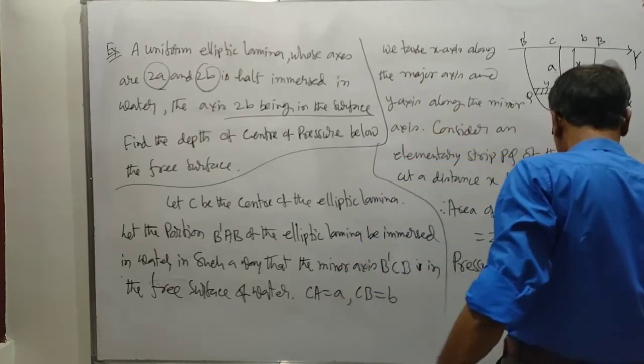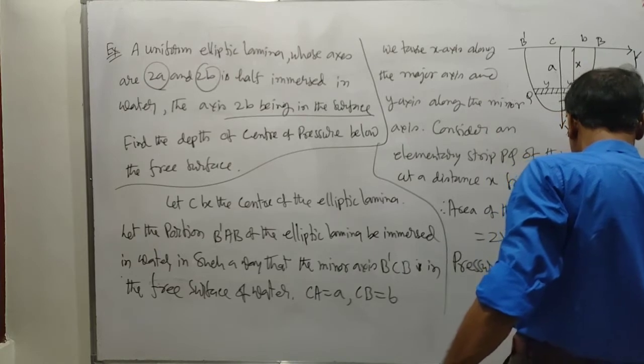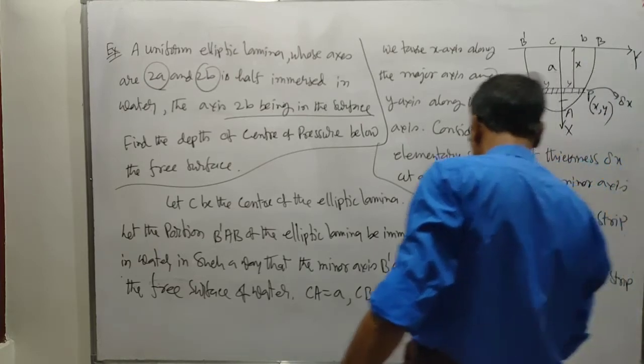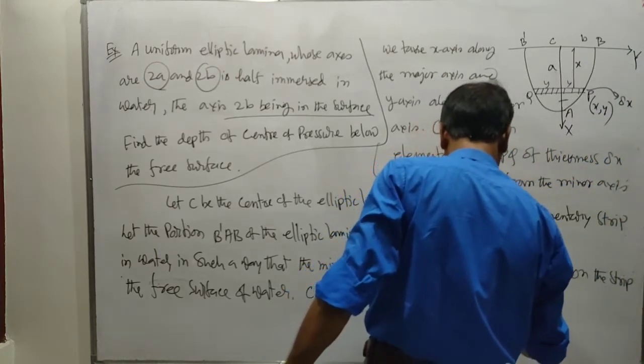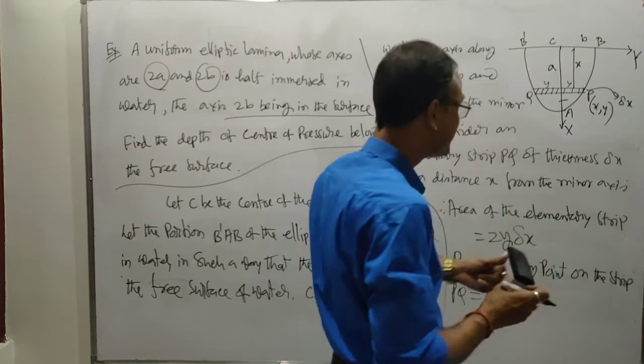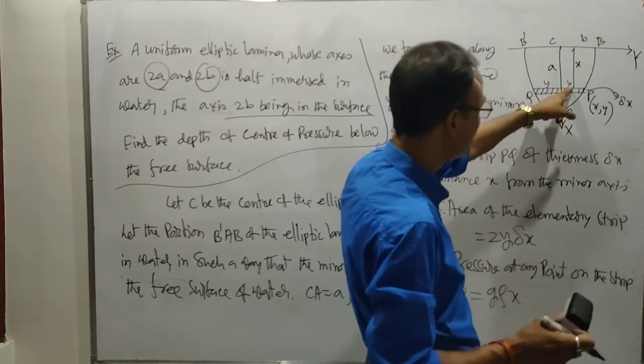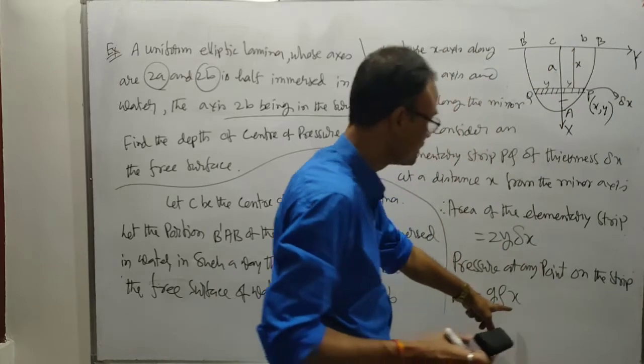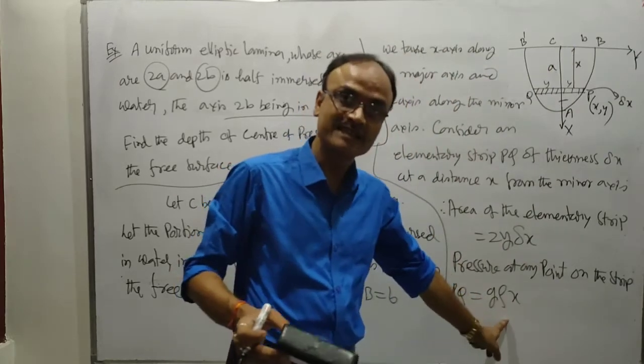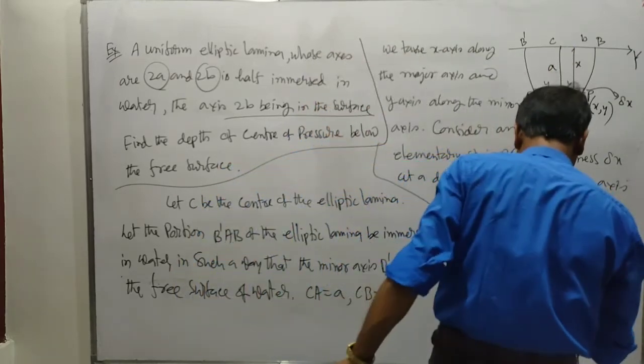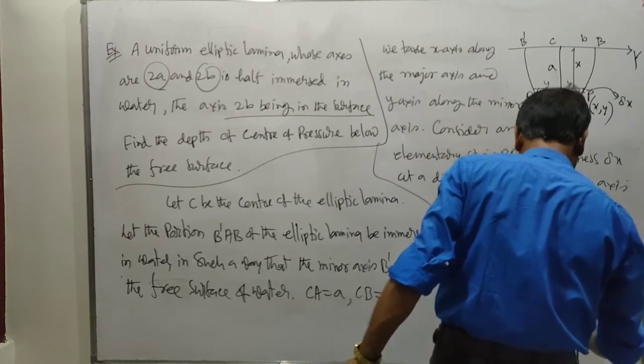On the strip PQ, equal to 0 into this distance. From this to this is x distance, 0x. Rho is the density of water, where rho is the density.